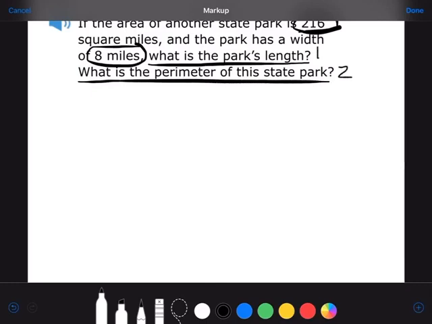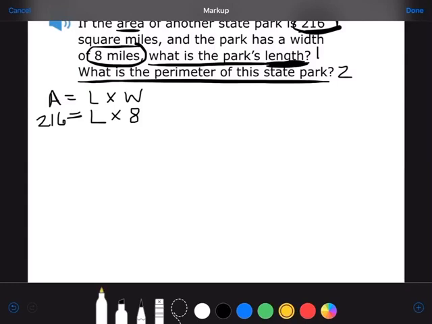This looks like it's very similar to the problem we just did. We know the width, we don't know the length. So let's write what we know. I know area equals length times width, right? I always start with the formula. I never skip that part. I know that the area, they said, was 216. I don't know the length, but I know that the width is 8 miles. And now I have to figure out the length.